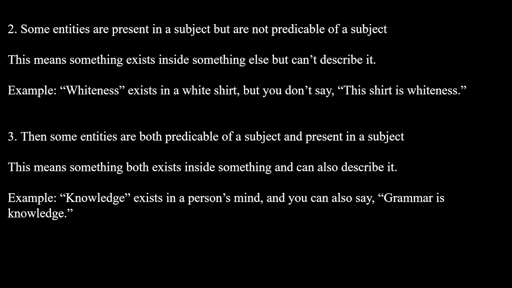Thirdly, some entities are both predicable of a subject and present in a subject. This means something both exists inside something and can also describe it. For example, knowledge exists in a person's mind, and you can also say grammar is knowledge. So it exists inside something and it can be predicated of.